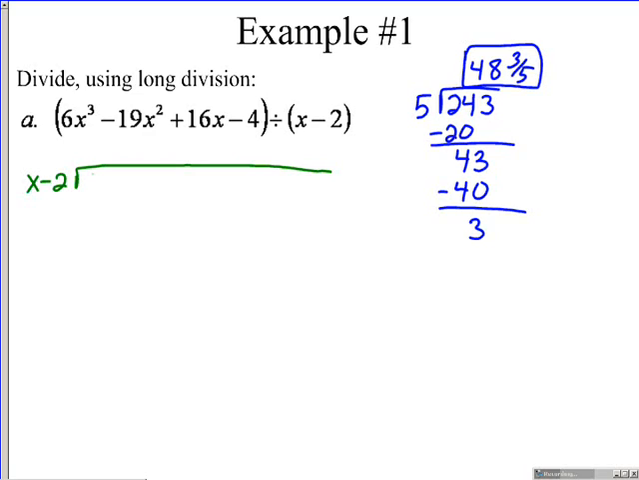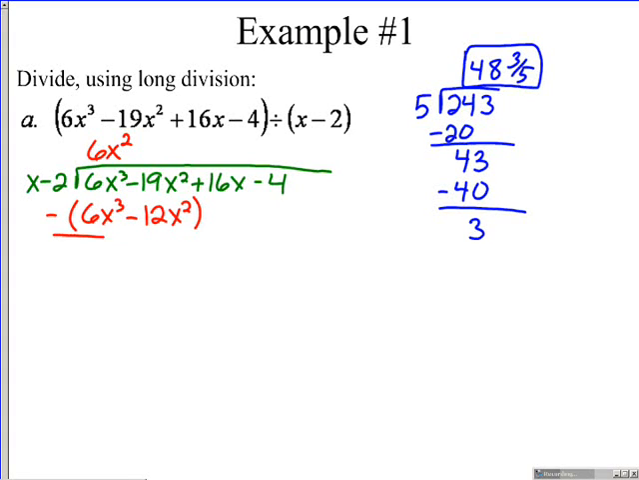and we are dividing that into 6x cubed minus 19x squared plus 16x minus 4. Now, when we do division with polynomials, we are only looking at the first term of the polynomial we're dividing by. You're asking yourself the question, what times x equals 6x cubed? That is 6x squared. Then we do the same thing we did over there when we took the 4 times 5. We take 6x squared times this whole thing, so we have to distribute it through. We get 6x cubed minus 12x squared.